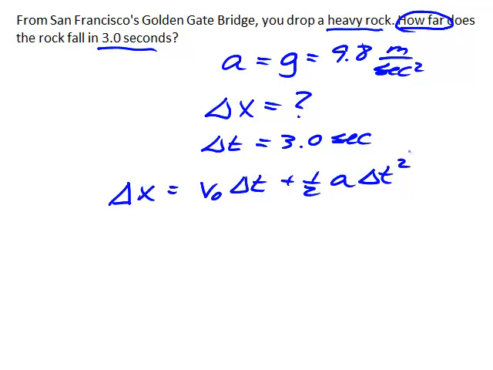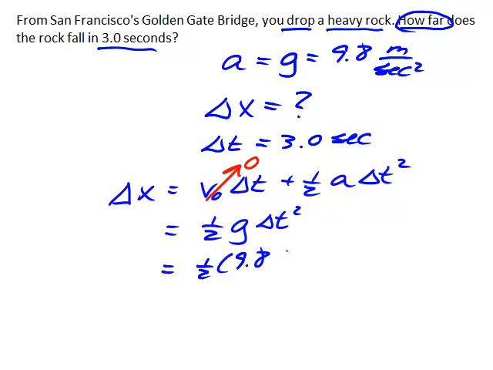Now there's one other piece of information that I forgot to mention in parsing the problem, which was this word drop. What is implied there is that the initial velocity was 0. If the rock was moving, you'd say you would throw the rock. But if you're just dropping it, that means it has no initial velocity. The acceleration is little g, so I'm going to write 1/2 g t squared equals 1/2 times 9.8 meters per second squared times 3.0 seconds squared.